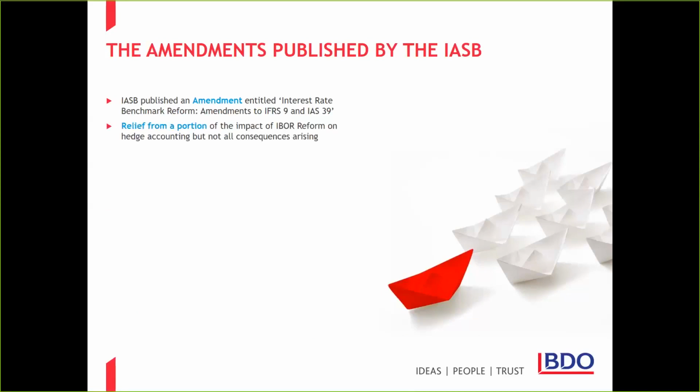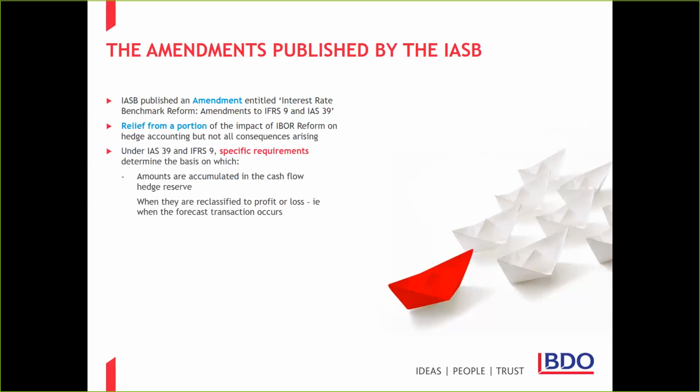These amendments provide relief for some aspects of the reform when it comes to applying IAS 39 and IFRS 9's hedge accounting requirements. This is because IAS 39 and IFRS 9 are specific in terms of what gets accumulated in the cash flow hedge reserve or recognised on balance sheet for the fair value hedge adjustment, and when the cash flow hedge reserve is reclassified from other comprehensive income to profit or loss, or the fair value hedge on the balance sheet is amortised to profit or loss.